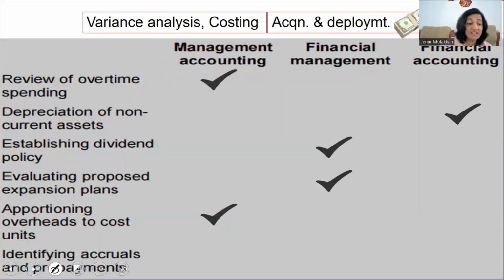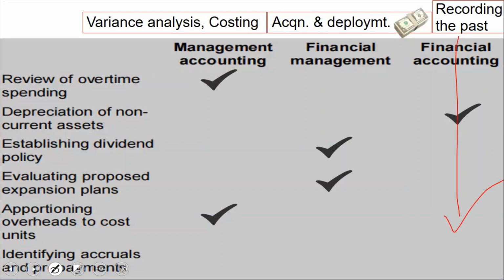Moving to the last question, identifying accruals and prepayments. We have to record the prepaid expenses. We have to record the accrued expenses. All these have to be identified for recording in the books of accounts. So definitely it's recording the past events and hence it relates to financial accounting.